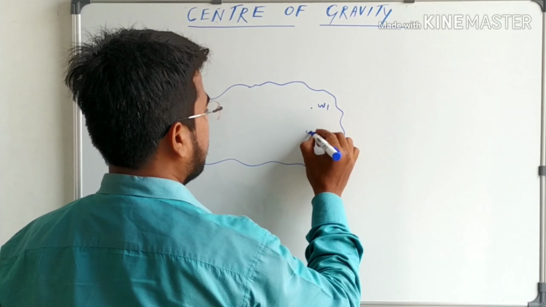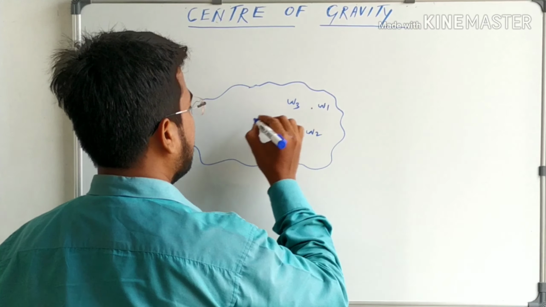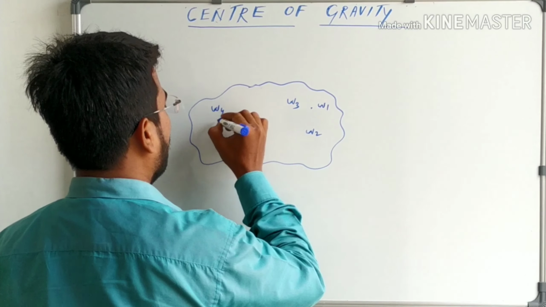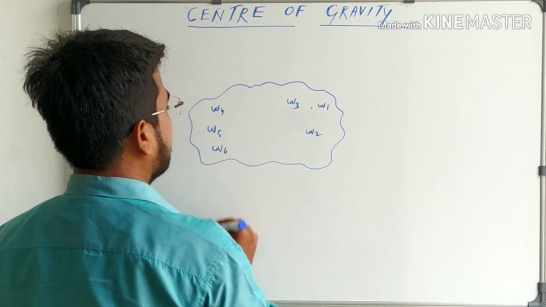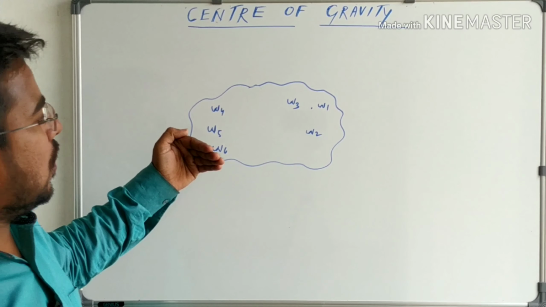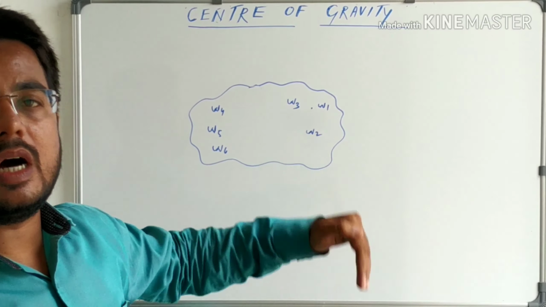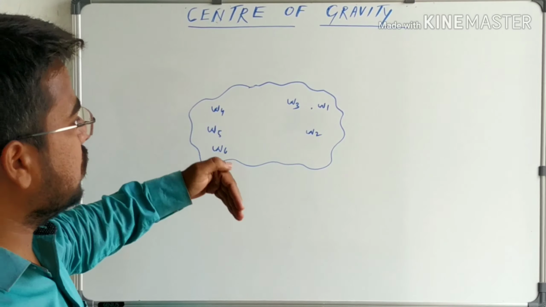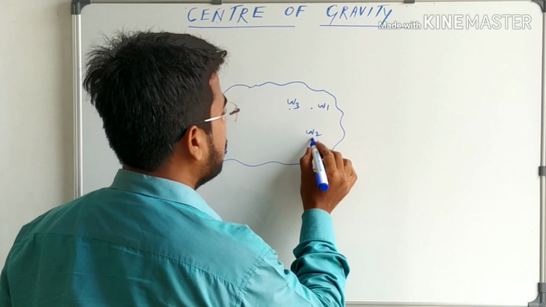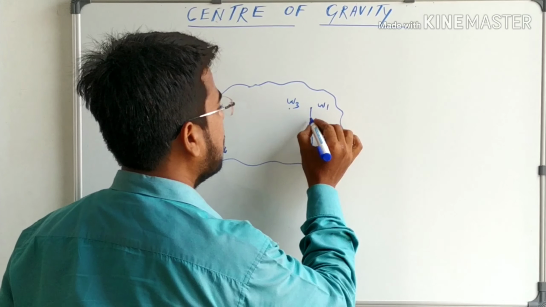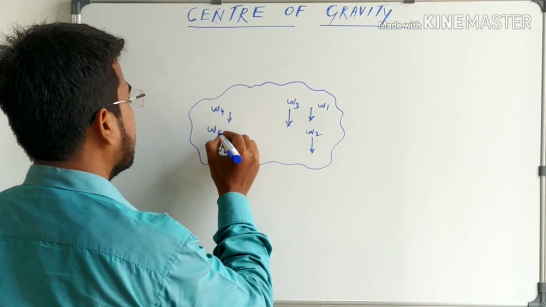W1, W2, W3, W4, W5, W6, and they all act vertically downwards, means their weights are acting vertically downward, and they are parallel to each other.